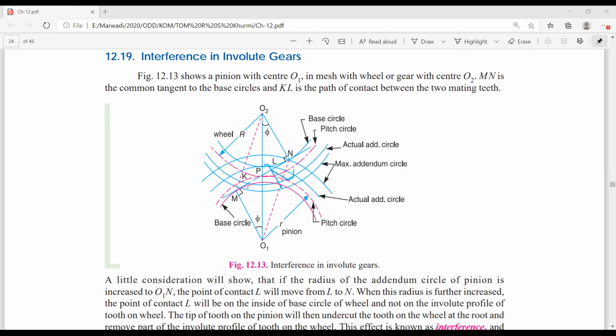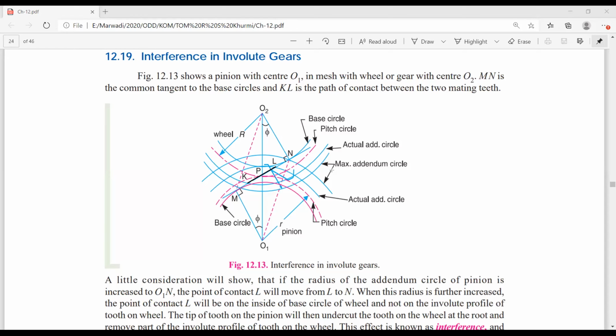Coming to the length of path of contact. What is the length of path of contact? It starts from K and ends at L. So KL is the length of path of contact. This is not for this figure, but I am highlighting it so that you get the idea, because we have already solved too many numericals. Here it is K and here it is L. Can you observe these points? K and L, that is our length of path of contact.